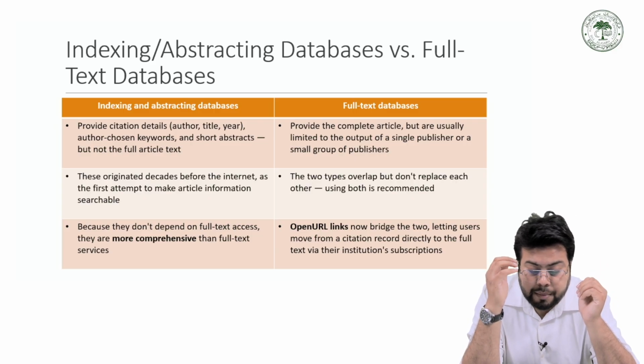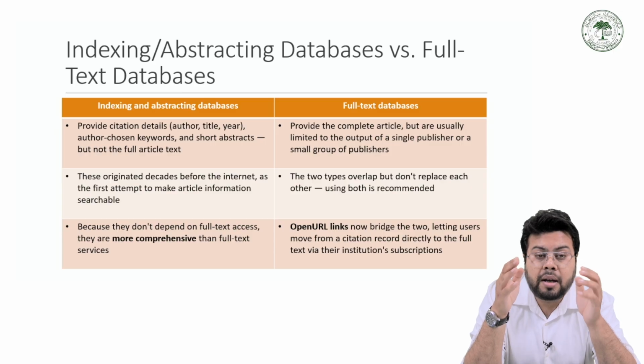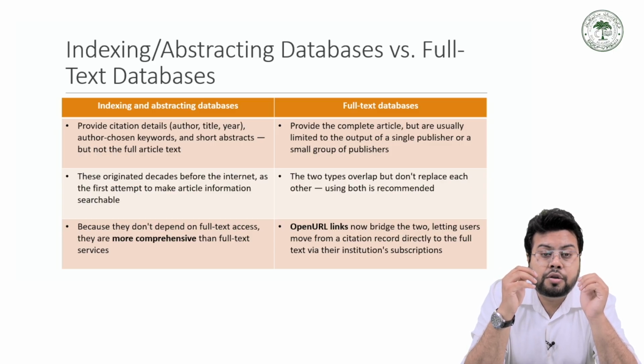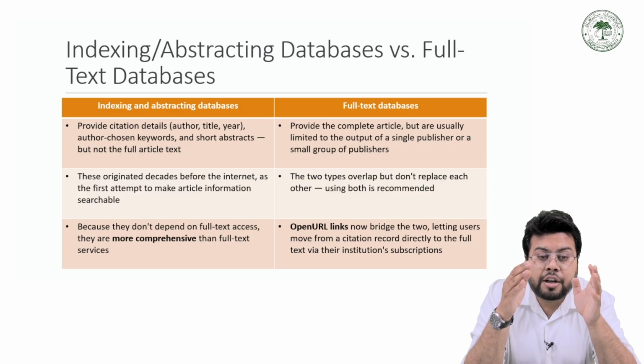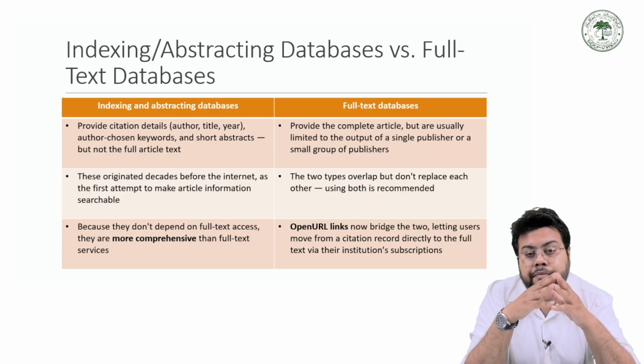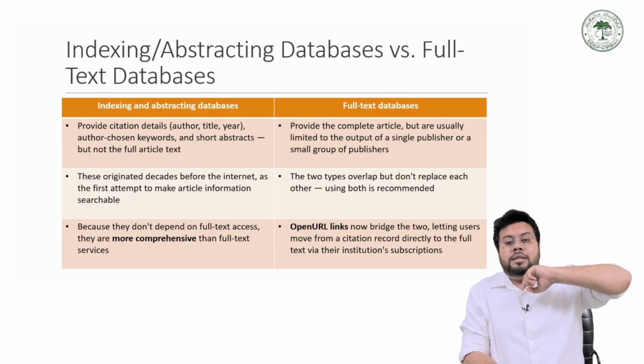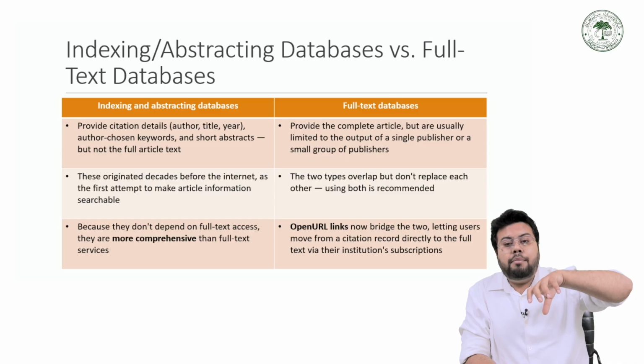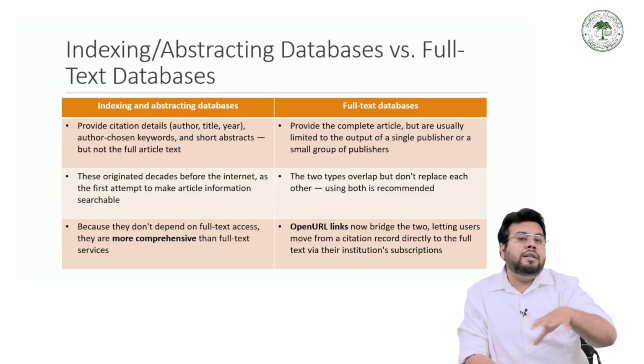Whereas your full text databases open URL links and now bridge the two, letting users move from a citation record directly to the full text via their institution's subscription. So, this distinction is the single most important thing to understand before you touch any academic database.